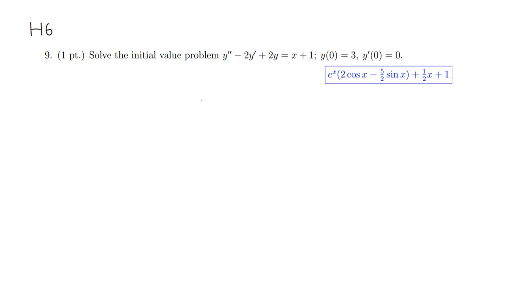All right, let's look at homework 6, problem number 9. I'm going to talk about how to find the particular solution, which is right here, this part right here. All right, so this is y sub p.